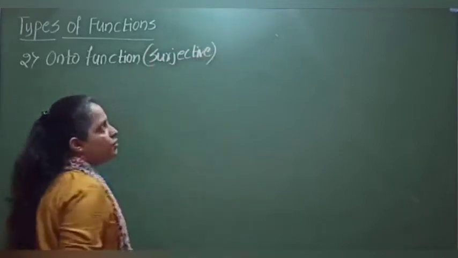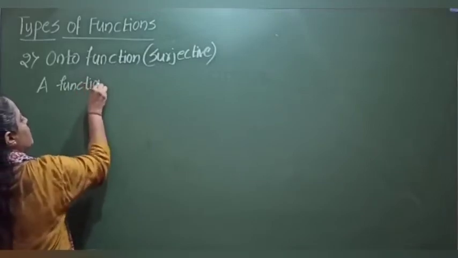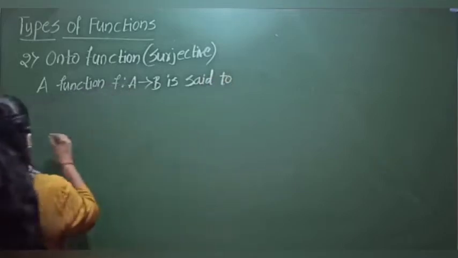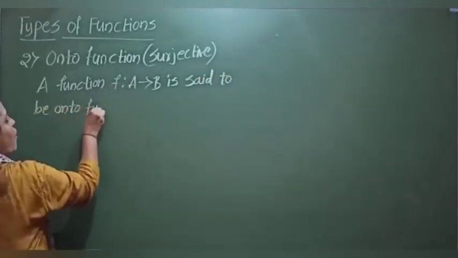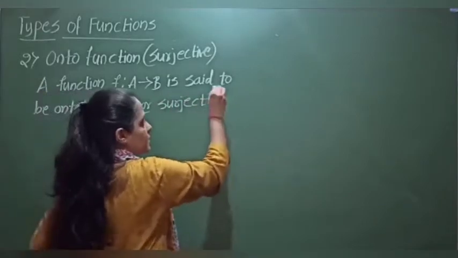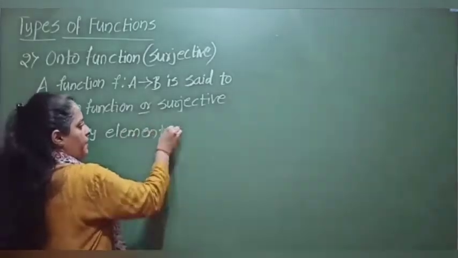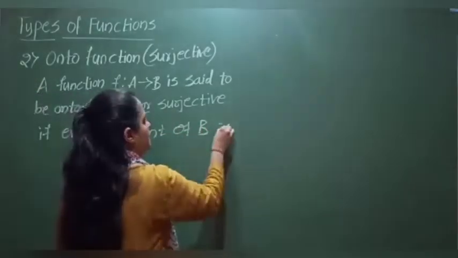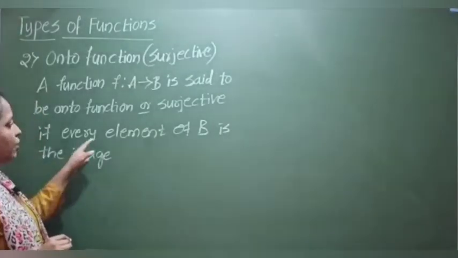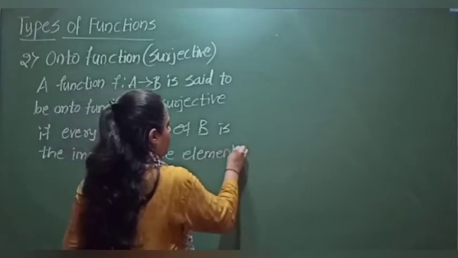A function f from set A to set B is said to be an onto function, or surjective, if every element of set B is the image of some element of set A.